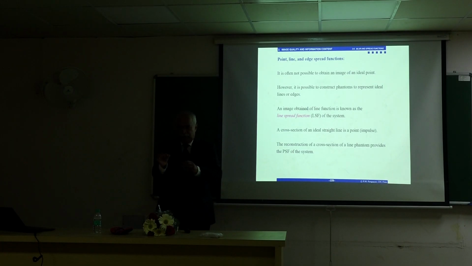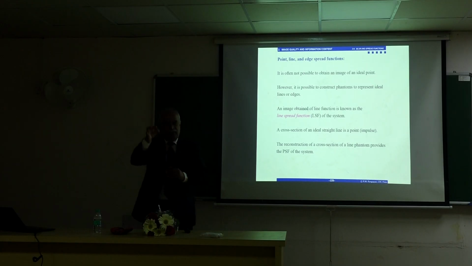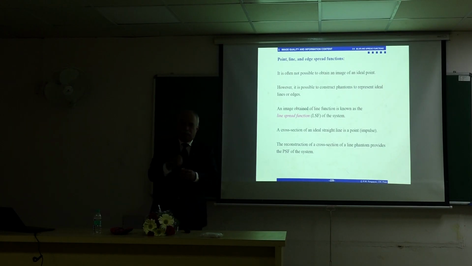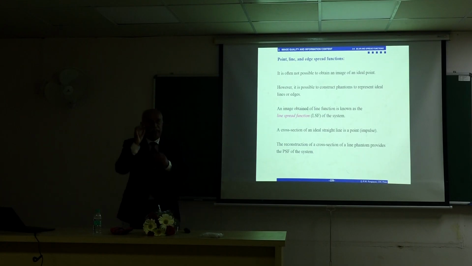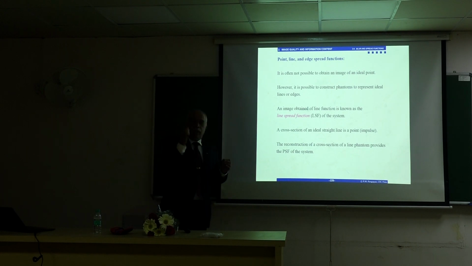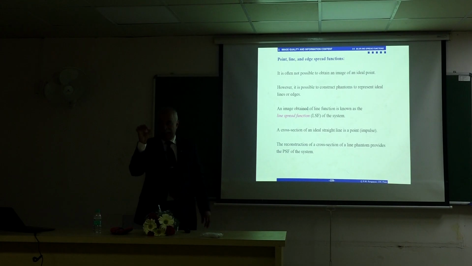We can take a very thin tube and fill it with the radioactive material in single photon emission computed tomography. I have a line source. I can take a picture of that line source. It's a tube. It has a certain thickness. The thickness is not 0, but it's thin. But I can't make a single dot of the radioactive material.